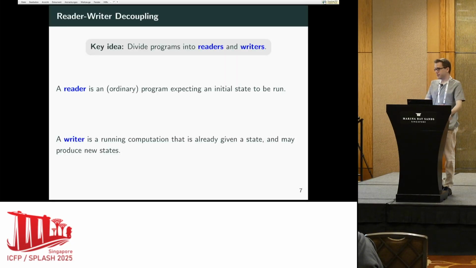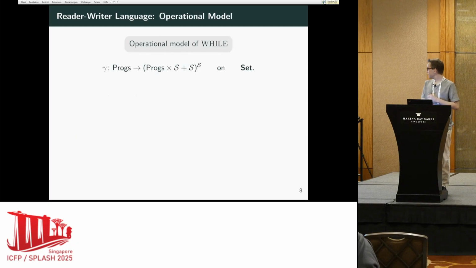The key idea is to divide programs into two kinds of programs, namely readers and writers. So a reader is like an ordinary program, so it expects a state to be given and then just runs it. And a writer is a running computation, so it's a program that already has a state and eventually might produce new states. And before going into the syntactic details of how this is implemented, let me see what we want to achieve with this.